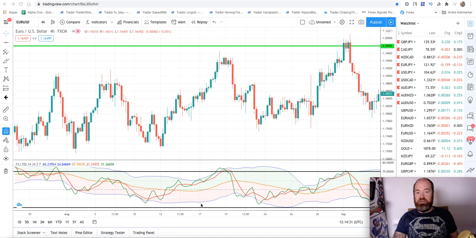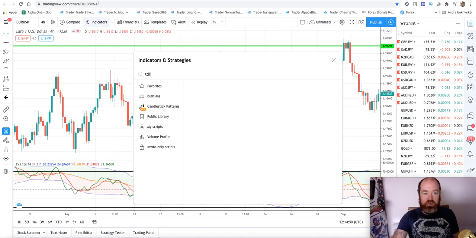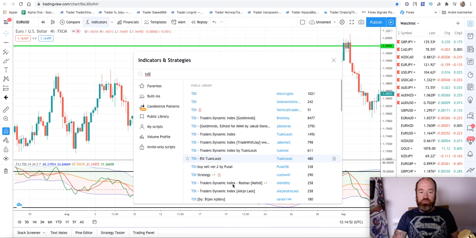That's why I actually prefer to use a TDI instead of RSI together with Bollinger Bands and stochastic and all these types of things. So for TDI, you just go into the indicators, write TDI, and you find a few. Just use the one that you think looks better for you.